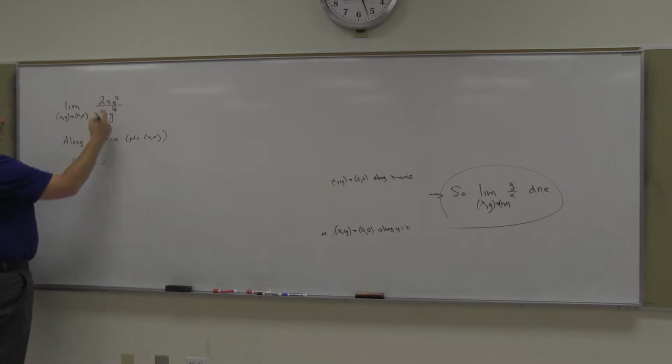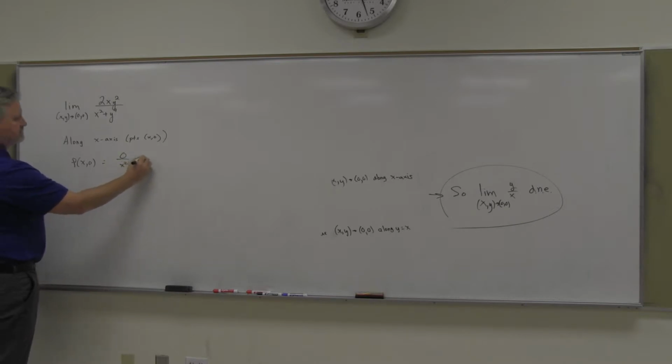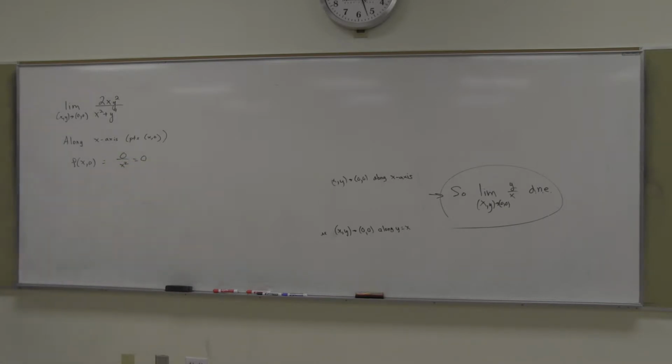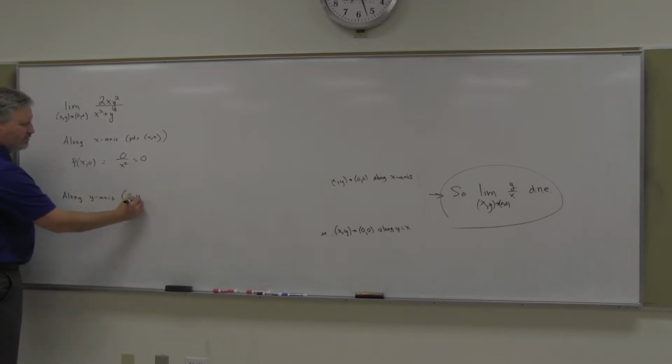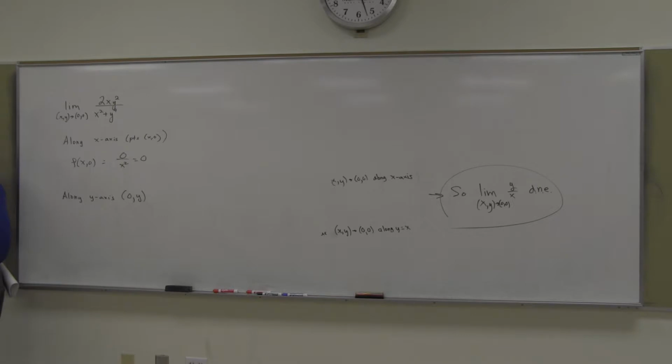So just see what f of x, 0 would be. The y is 0, so that'd be 0 over x squared, so that's 0. Okay, 0. And you could try the y-axis, but that's not going to help me out because that would be 0 comma y, right? We come along the y-axis, so that would be f of 0, y, which is 0 over y to the 4th, so that's still 0. So that's not a counterexample, if you will.